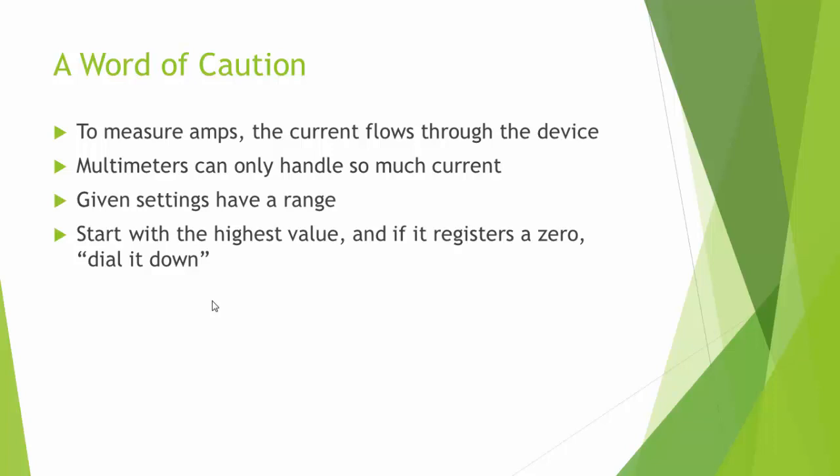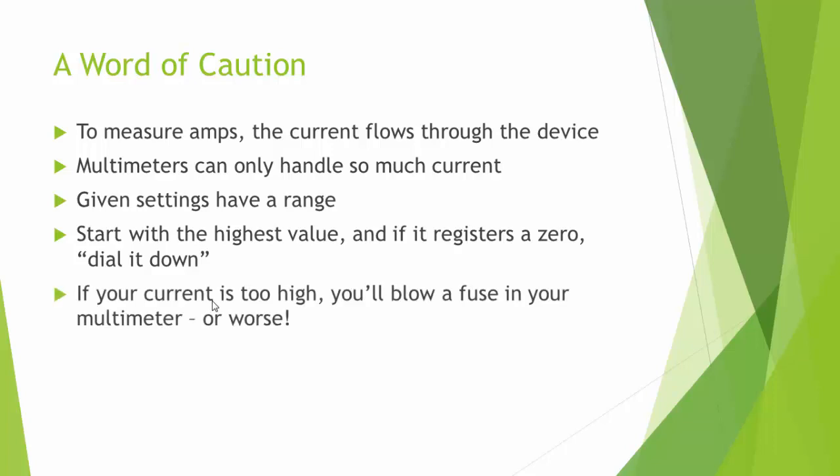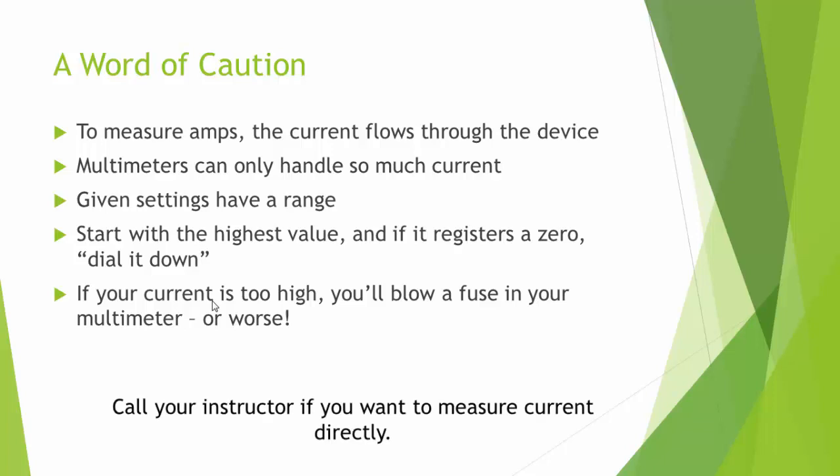And how do you avoid exceeding that? Start with the highest one. So if it says up to 10 amps, start with the 10 amp range. If you see 0, dial it down to one of the lower ranges, and just keep doing that until you see a non-zero result. If you go the opposite direction and the current's higher than you anticipate, you can blow a fuse in the multimeter or destroy the multimeter.